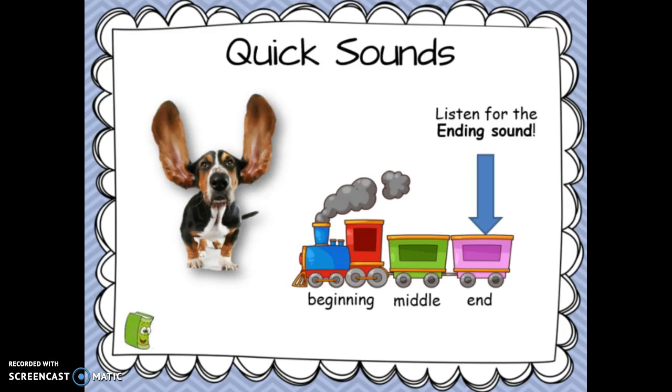The next offline activity from this lesson is called Quick Sounds. In this activity, you're going to be listening for the ending sound of some words. So students, I'm going to tell you an ending sound. Your job is to think of as many words as you can that end with that same sound. So for example, if I gave you the sound th, you might say math. That has the ending sound th.